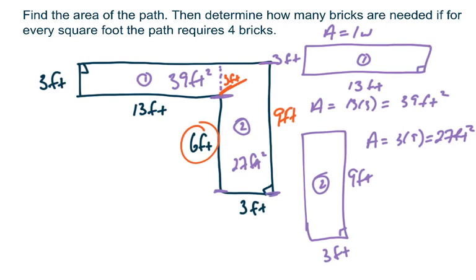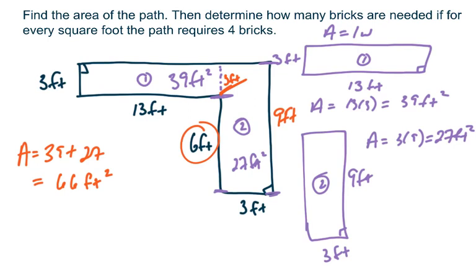So I have the 2 rectangles by themselves. So to find the sum of the area of this whole shape here, I'm going to have to say the total area would be that 39 plus 27 gives me a grand total of 66 feet squared. Remember, with area, we're talking about square units. So whichever unit they give us, this one is feet, so it's going to be square feet. Now, that answers the first part, find the area of the path.